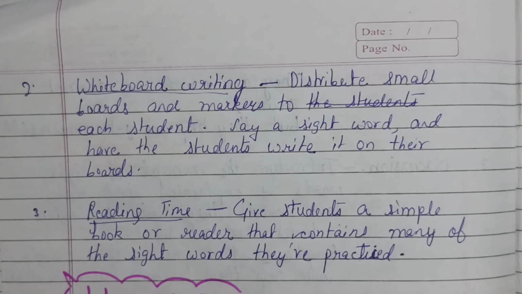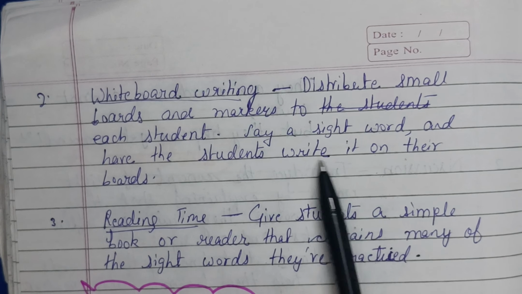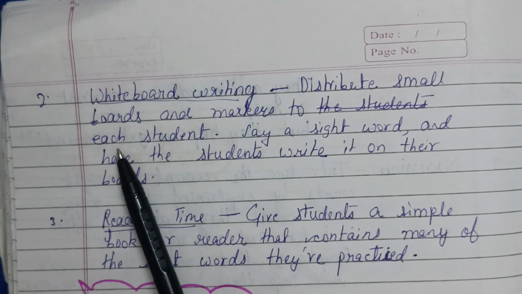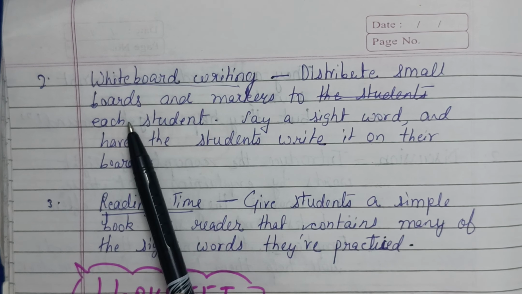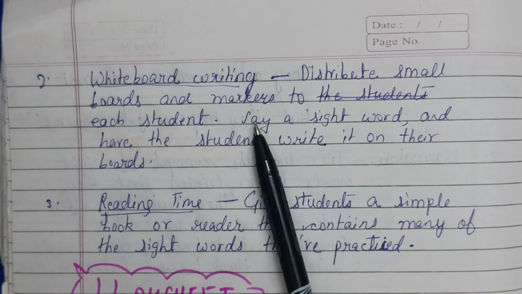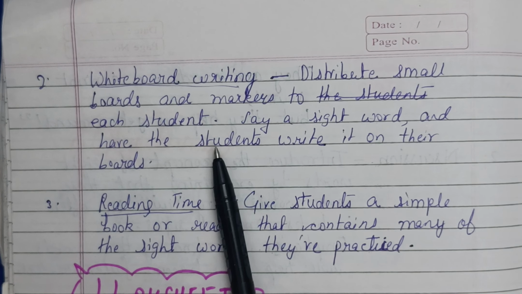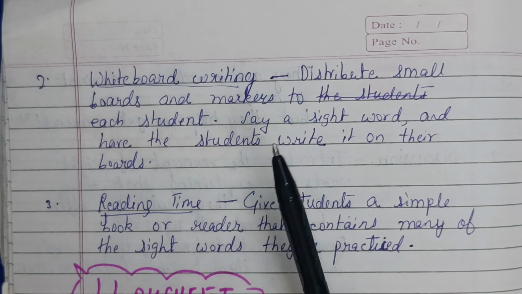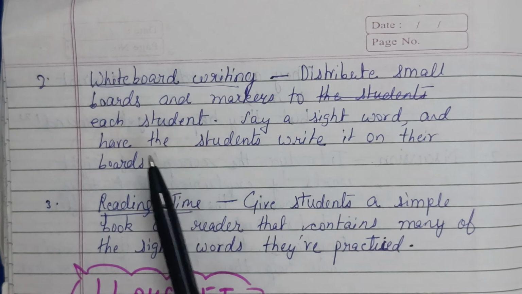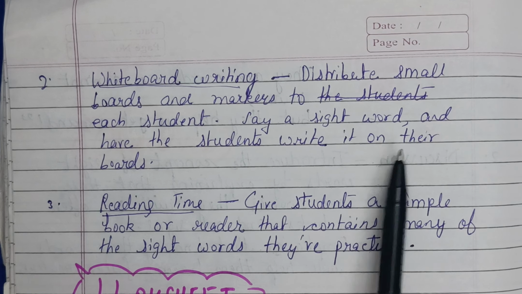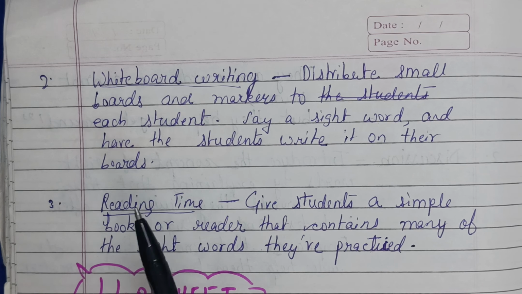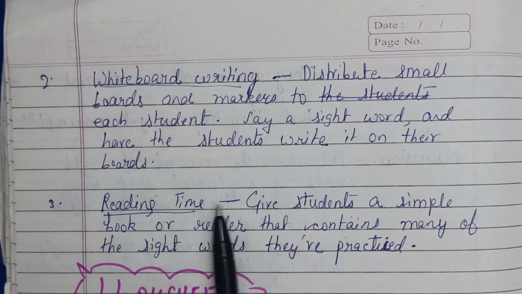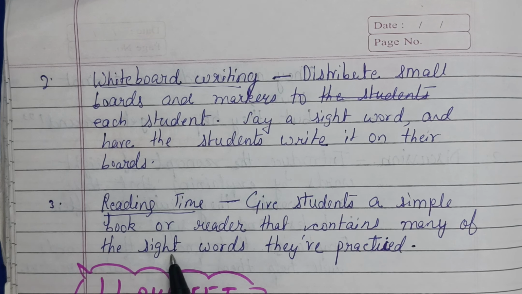Next is whiteboard writing. So you can distribute small boards. It could be white or blackboard of a small board and markers to each student, or you can give chalk and say a sight word and have the students write it on their boards. So you will say some sight words and students will write on the board with the marker or with a chalk.